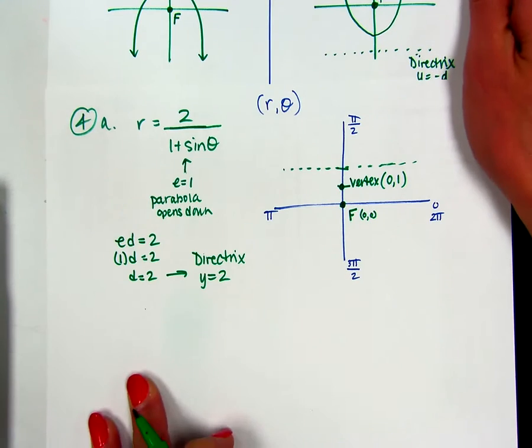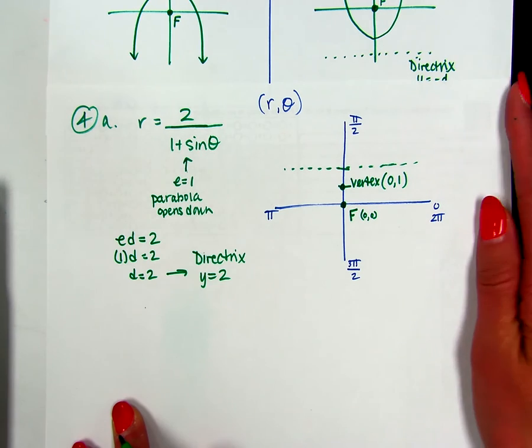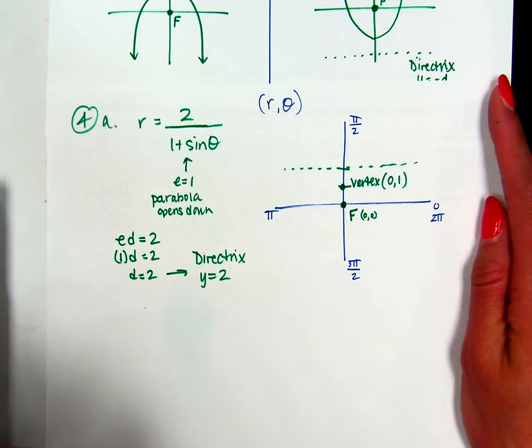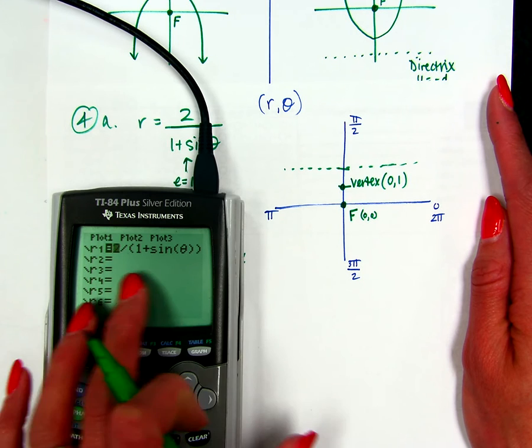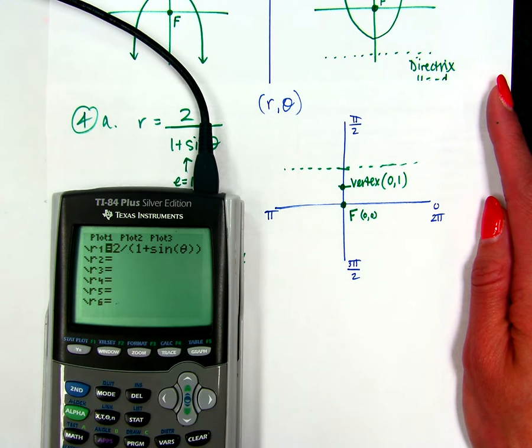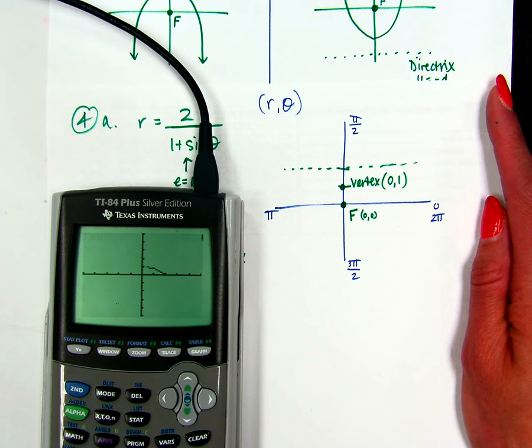Now we're going to graph it a little bit in polar and a little bit in rectangular form. So we're going to put the equation in our calculator, which we have here. 2 over 1 plus sine theta. Notice I grouped the bottom. All right, and then we're going to graph it. So there's our parabola opening down.